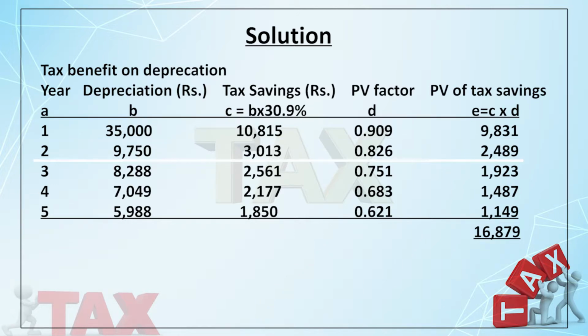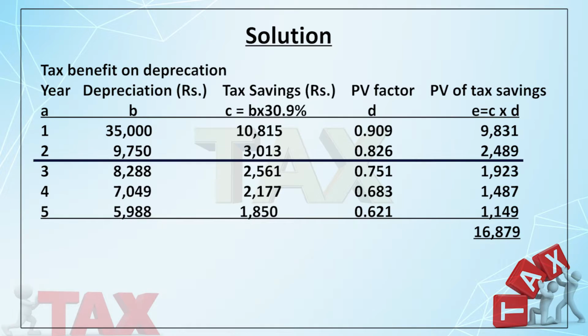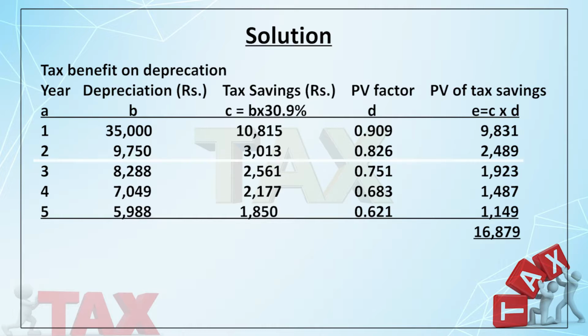In the second year, your depreciation will be 1 lakh minus 35,000, 65,000. 15% of 65,000 is 9750, right? On which you are getting a tax savings multiplied by 30.9% multiplied by the PV factor, you get it.